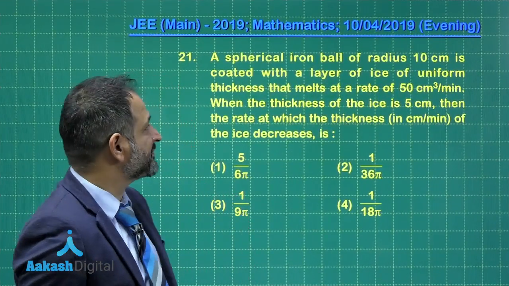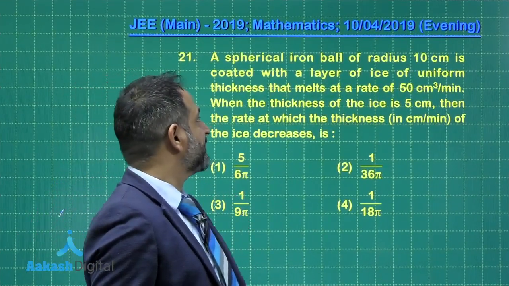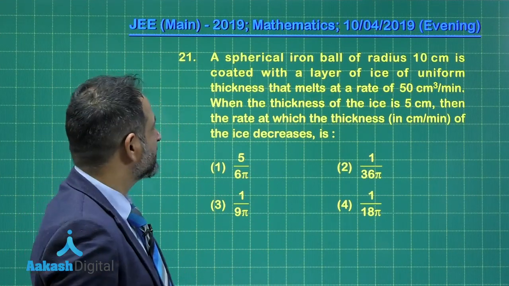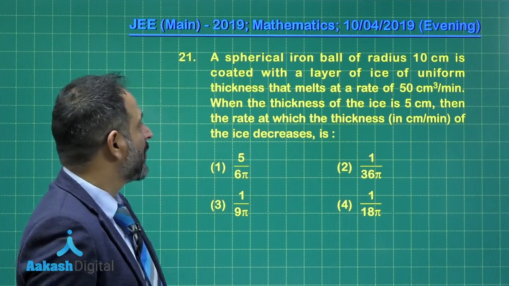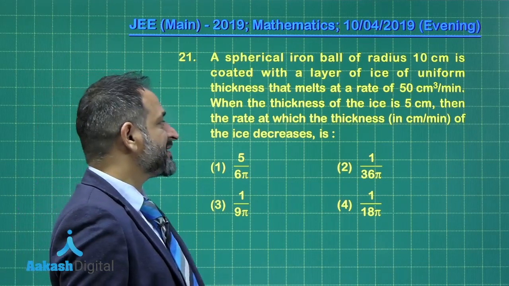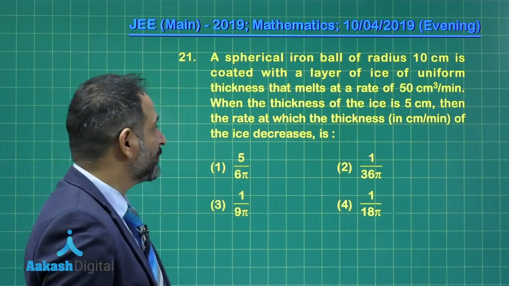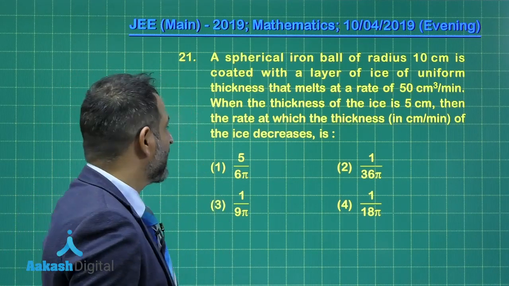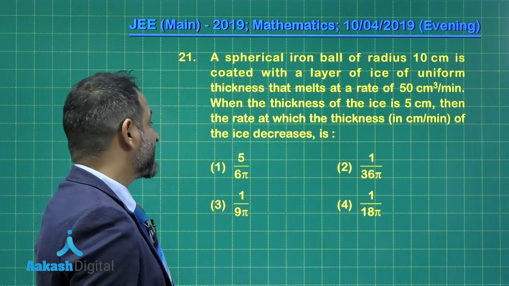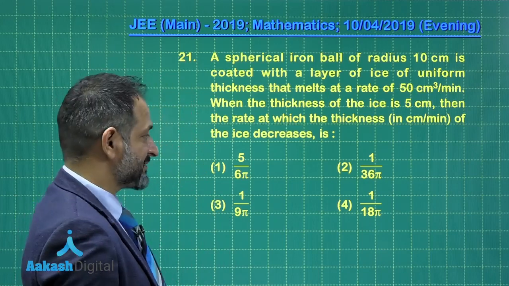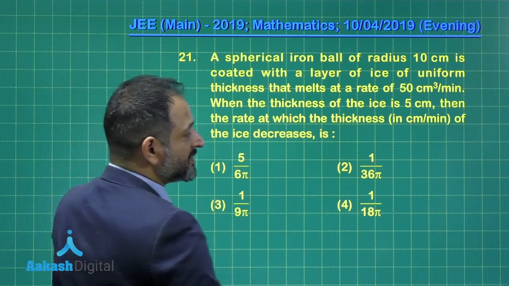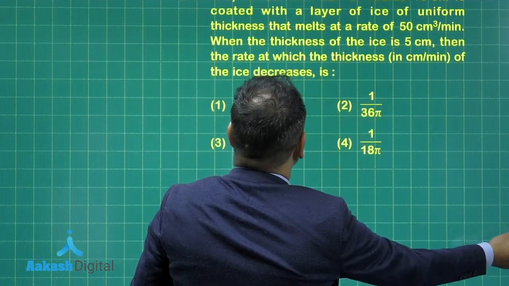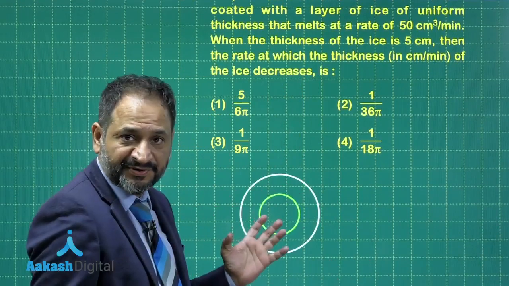Next problem is from the rate measure. It is given that a spherical iron ball of radius 10 centimeter is coated with a layer of ice of uniform thickness that melts at the rate of 50 centimeter cube per minute. When the thickness of the ice is 5 centimeter, then find the rate at which the thickness of the ice decreases. So let us understand this question with the figure.